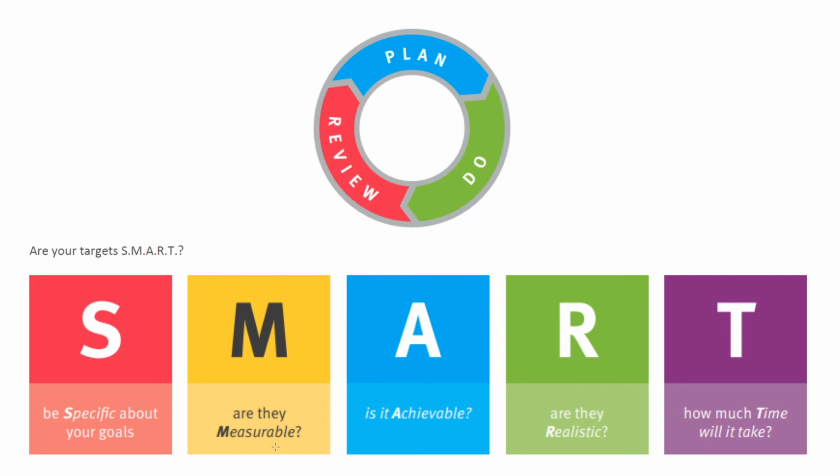The SMART stands for specific. Be very specific about the goal that you want to achieve with your activity. It should also be measurable. How you can determine that you have achieved what you have set out to do. The A is for achievable. Is the goal too hard, too easy, or just right? Is it realistic? Is it beyond your skill set for the activity that you have chosen? And the final component of the SMART targets is how much time will it take?